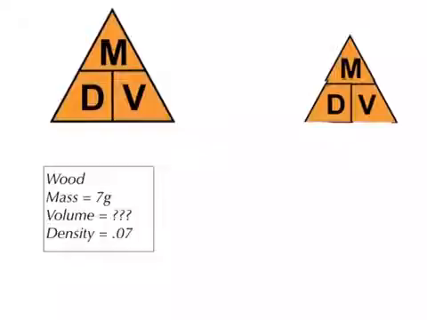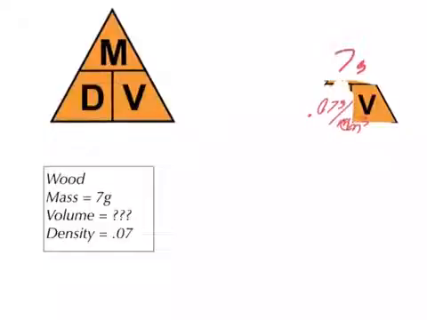For our next object, the wood, the mass is 7 grams. Now this time, we aren't given the volume, so we have to look to the density, which is 0.07 grams per cubic centimeter. Now to figure this out, we are going to have to use the triangle.